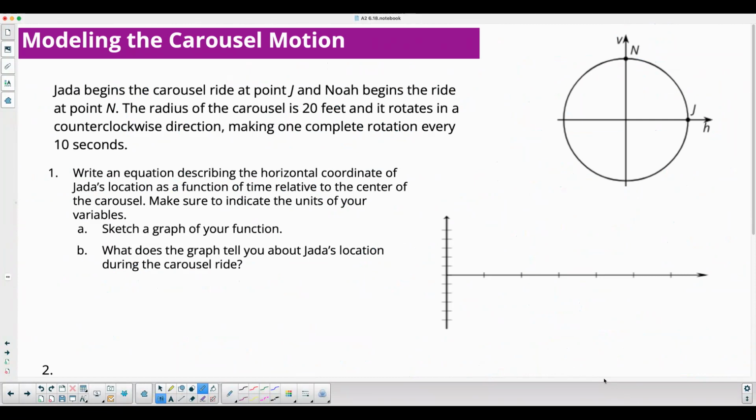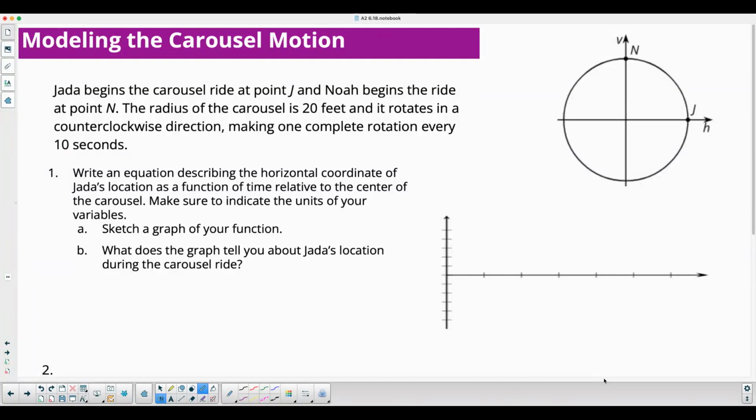Okay, take a minute, pause the video, read this next situation. It's very similar. Jada begins the carousel ride at point J and Noah begins at point N. The radius is 20 feet and rotates in a counterclockwise direction, making one complete rotation every 10 seconds.